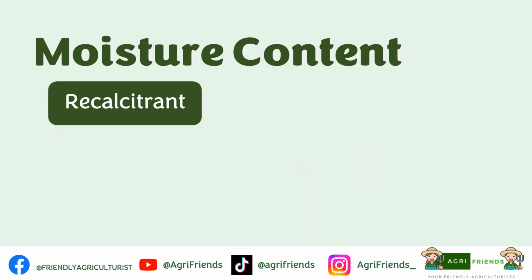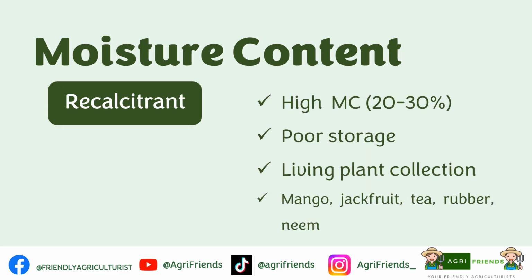Recalcitrant seeds, on the other hand, are those seeds that require high moisture content, so about 20 to 30%. These seeds are sensitive to desiccation, and loss in moisture content leads to rapid loss in viability. This type of seeds are hard to store, such as mango, jackfruit, tea, neem, rubber, and they are usually maintained in field gene banks or living plant collection, or via cryopreservation.